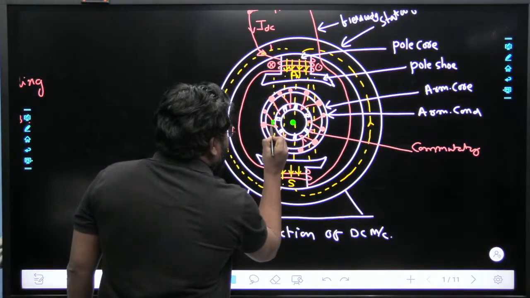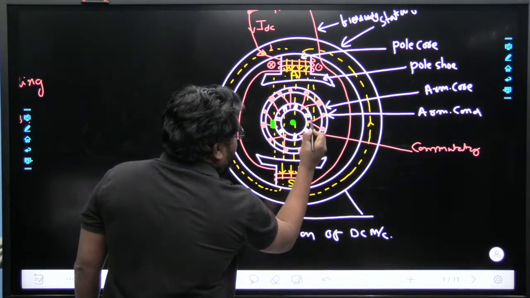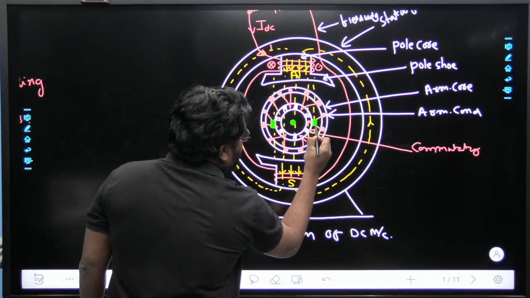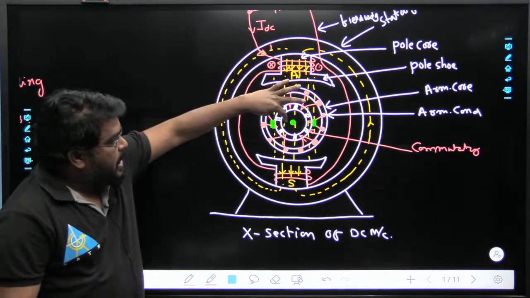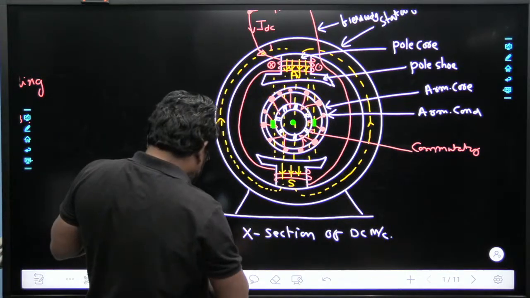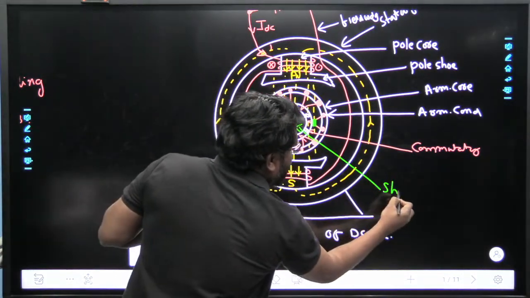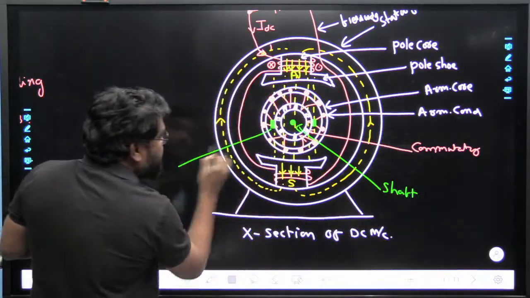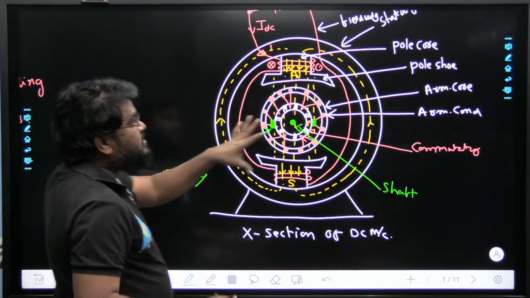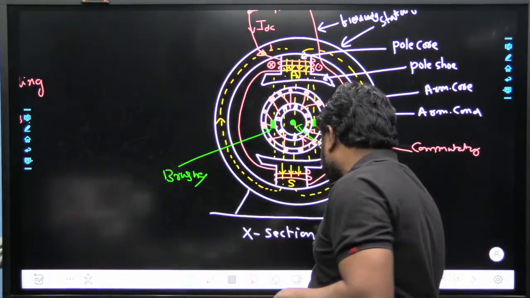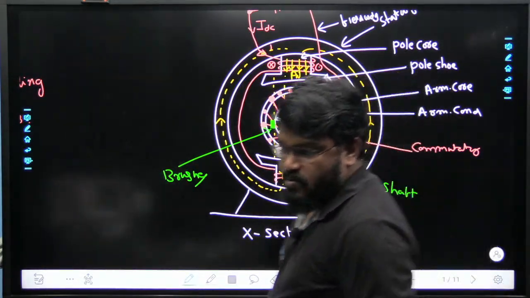So here the brushes are placed in the commutator like this. Here brushes are placed. All of you clear on this point? This is the shaft of the machine, and this part we can say is the brushes of the machine. So it is a cross sectional view of the DC machine. Is that clear now?